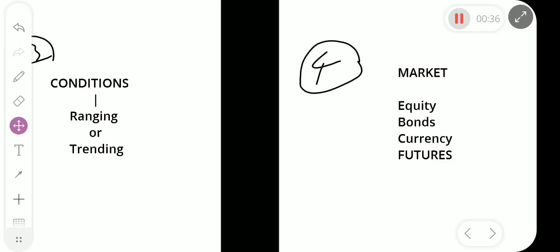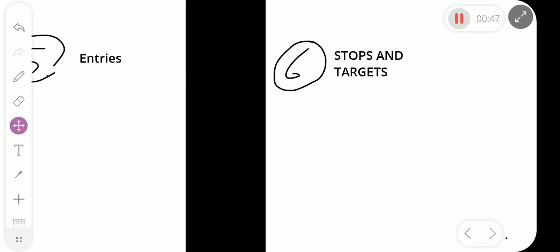I love those pairs. Okay, so let's say we choose them, right? So now let's just go to our fifth step. Okay, our fifth step is about entries, right? Where exactly are we going to enter? If you are trading retail concepts, you're going to choose where to enter when the market comes to your resistance or your support, right?